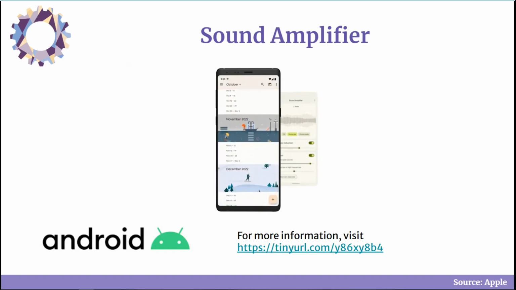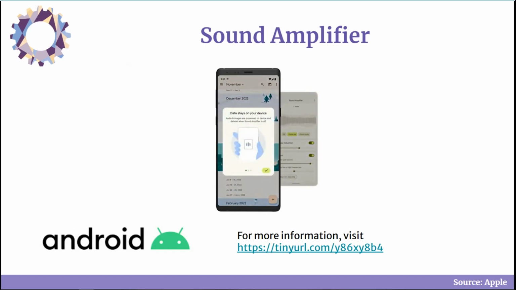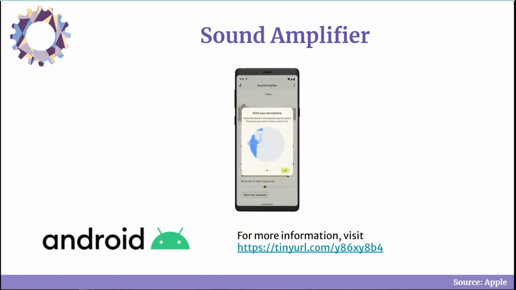And the Sound Amplifier app runs entirely on your device, so no data is sent to a Google server without your consent. For best results, place the phone's microphone close to where the sound you want to hear comes from, near whatever person, object, or device you want to hear better.